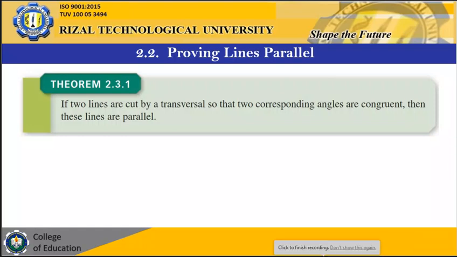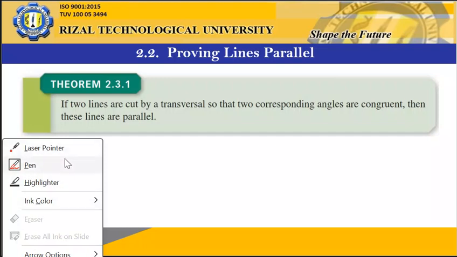In the previous video, we were able to prove that two lines are parallel given the relationship of the pairs of angles when two parallel lines are cut by a transversal. This time, let's do the converse. Let's start with this theorem: if two lines are cut by a transversal so that two corresponding angles are congruent, then these lines are parallel. Let's show that this is true.